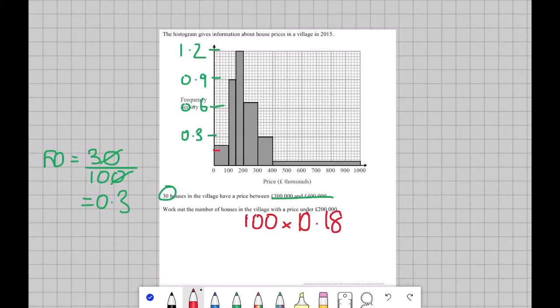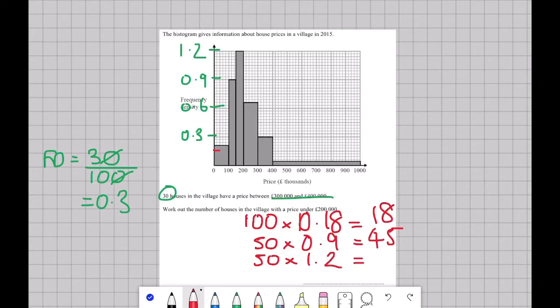Okay, and then that second one I've got 50 times 0.9, and then the third one 50 times 1.2. So if I type those in, I've got 18, 45 and 60. So add those up, 123. So again with this one, because of this part here, the scale's really small. So if you're a few either side of that, that's fine. If you're anything between 115 and 130, you get those marks there, as long as you've shown that working out.